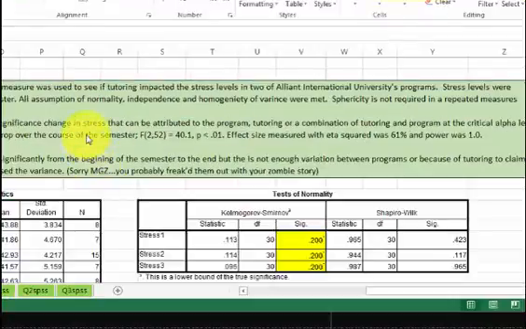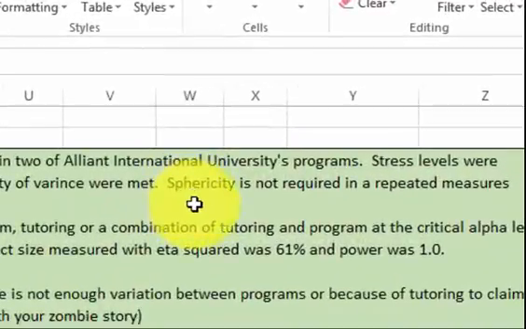All right, you address the assumptions. Good. Normality, independence, homogeneity of variance were not violated, right? They were met. And you got a little boo-boo here. Sphericity is not required in a repeated measure study. It is. If it's solely a repeated measure study, then sphericity is, in fact, an assumption.